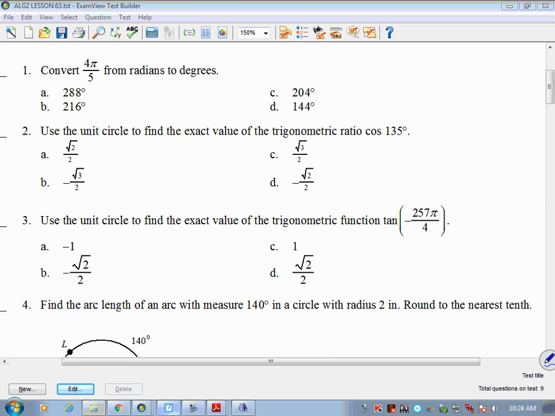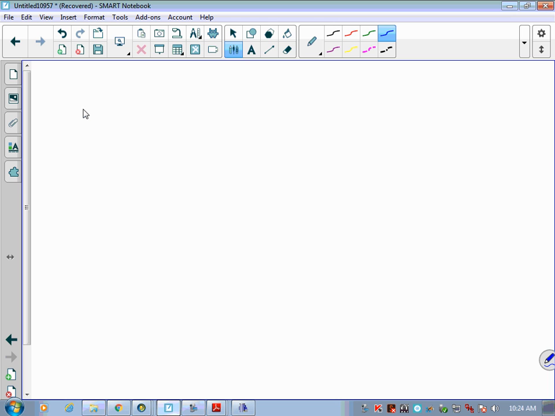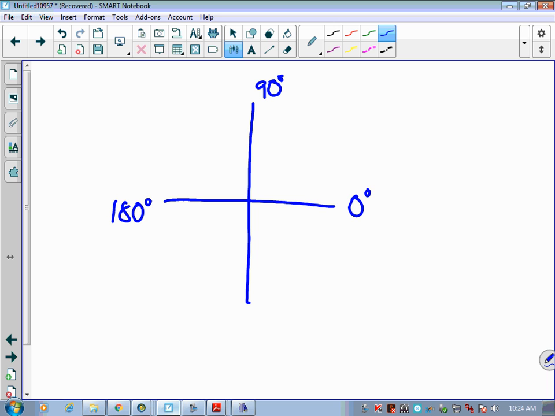I'm going to come over here and we're going to do this. We're going to make a coordinate plane. What we need to remember is that this is 90 degrees, this is 0 degrees, this is 180 degrees, and this is 270 degrees. Does this ring a bell?